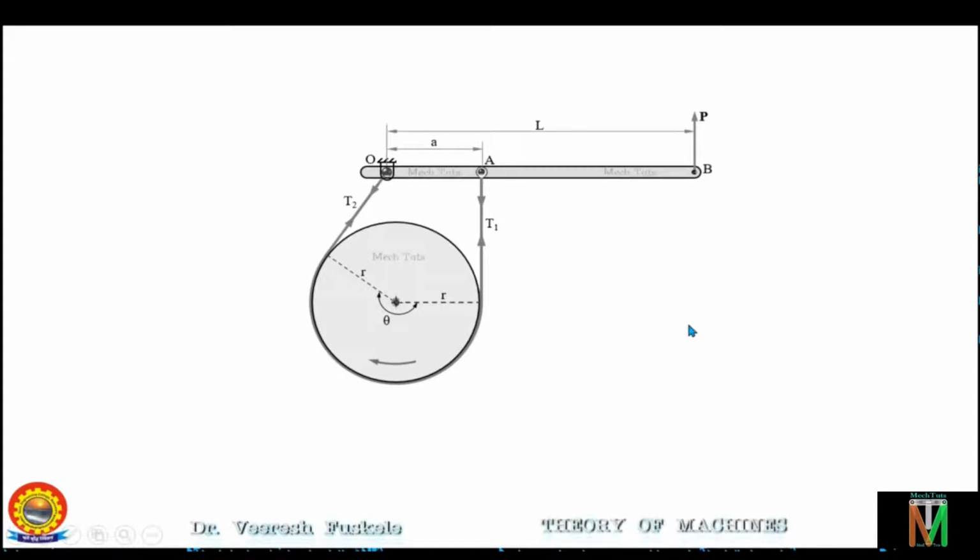Now let us try to understand the concept of this tension, how this becomes the tight side and this the slack side, and why this tension T1 is more than this tension T2. For this, let's visit the topic of belts and pulleys, which you might have learned in the subject of mechanics, maybe in your first year. So let's revisit it and try to understand the concept.